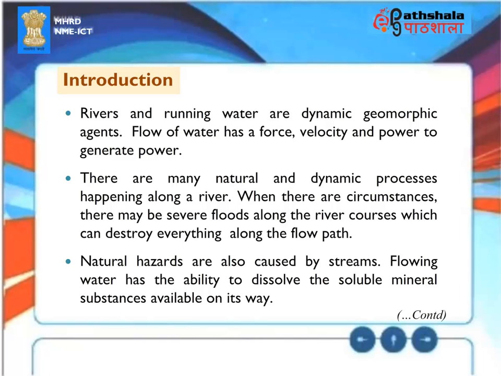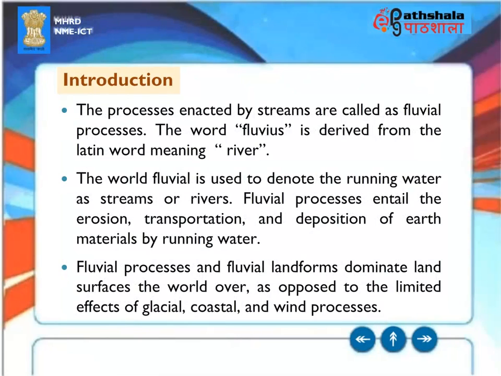Flowing water has the ability to dissolve the soluble mineral substances available on its way. The processes enacted by streams are called fluvial processes. The word fluvius is derived from the Latin word meaning river. The word fluvial is used to denote the running water as streams or rivers. Fluvial processes entail the erosion, transportation, and deposition of earth materials by running water.